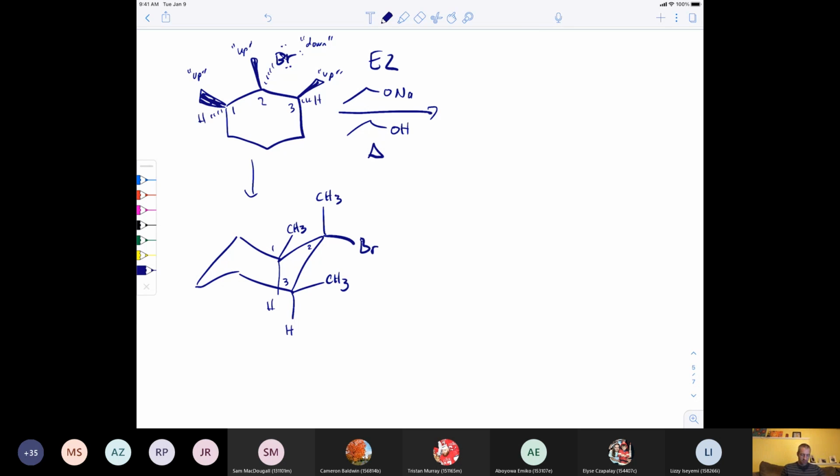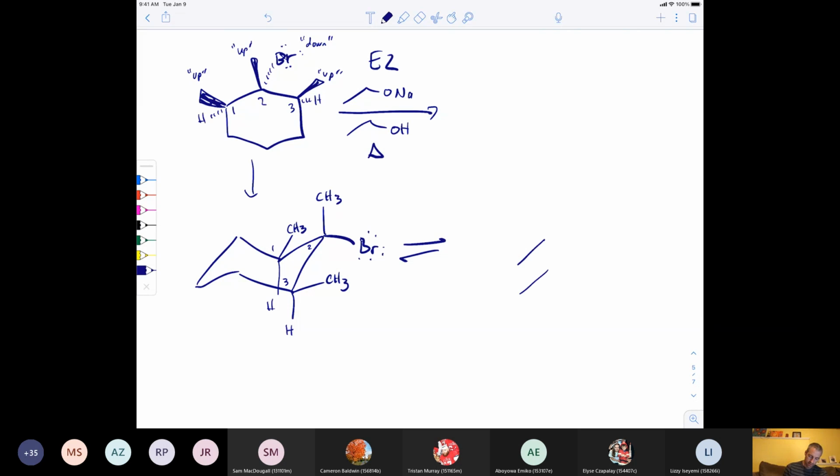Now, the way this is, you can see the beta hydrogens on the ring on carbons 1 and 3 are axial, which is great. That's where they have to be to do an elimination reaction. But the bromine is not. The bromine is equatorial and is not in a position where it can do an elimination. So let's try a ring flip.